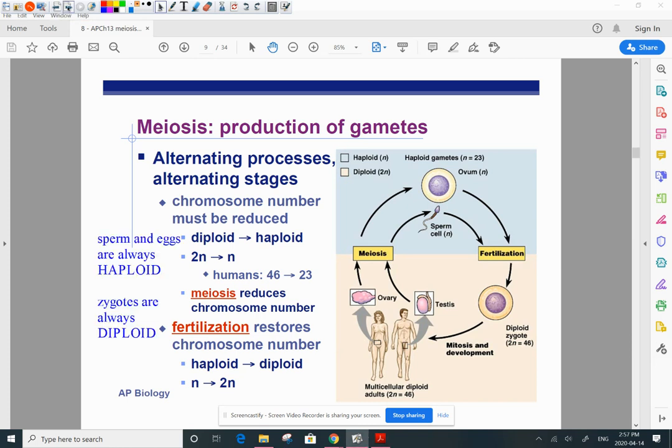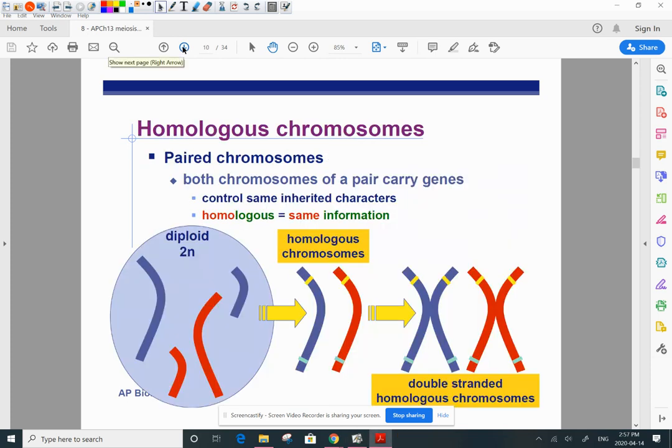So with meiosis, when you look at any alternation of processes, the sperm and eggs are always haploid in humans, and zygotes are always diploid. And of course, meiosis reduces the chromosome number in order to make the haploid gametes, the sperm and egg cells. And then fertilization is going to bring that number back up to the diploid. It restores the ploidy, it restores the chromosome number.